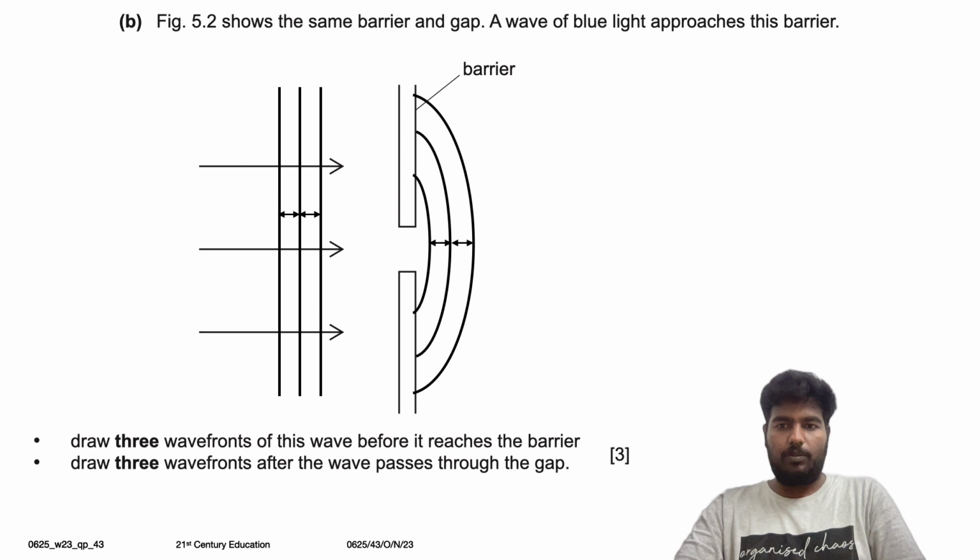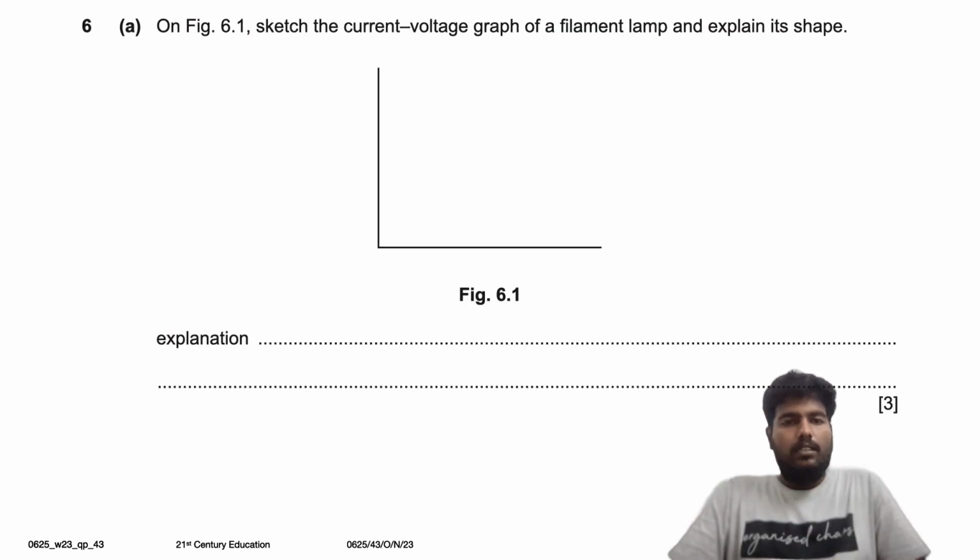Now let's move to the next part of the question. Sorry, we'll just mention this is the wavelength. Next question. Electricity and magnetism. On figure 6.1, sketch the current voltage graph of a filament lamp and explain its shape.